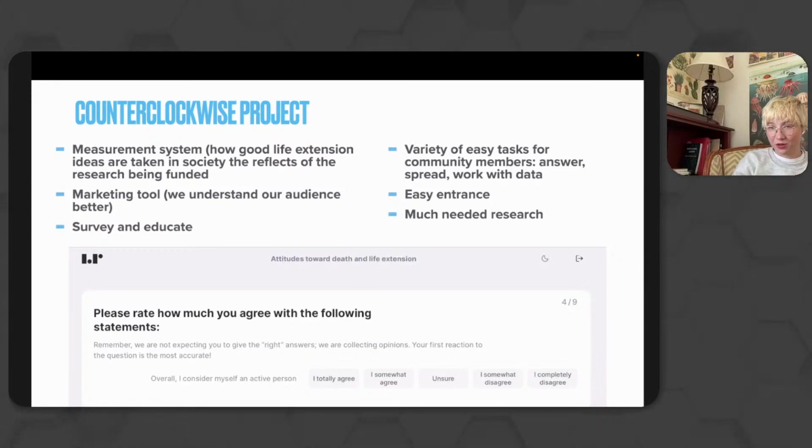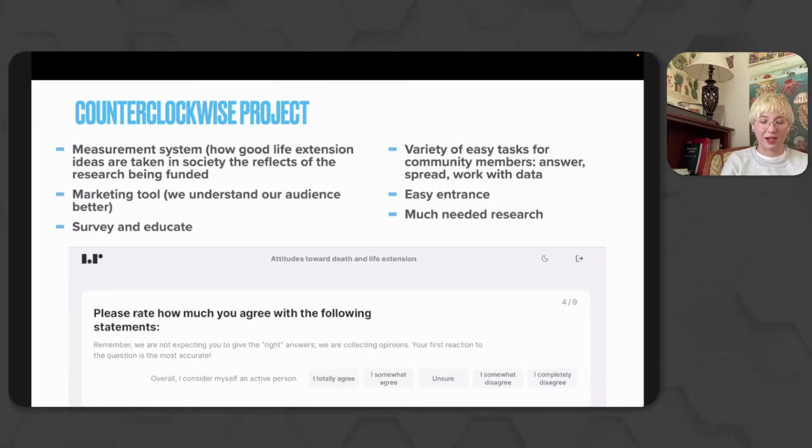We will not only survey people, we will also educate them. Maybe some of the respondents will hear these questions for the first time. They will ask themselves for the first time, what do I actually think about life extension? Do I actually want to see the world in 200 years? This project also gives you the tool to work with the community.